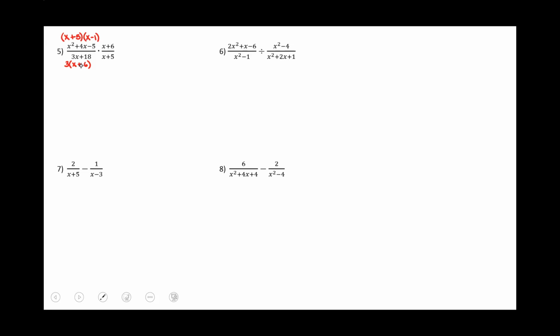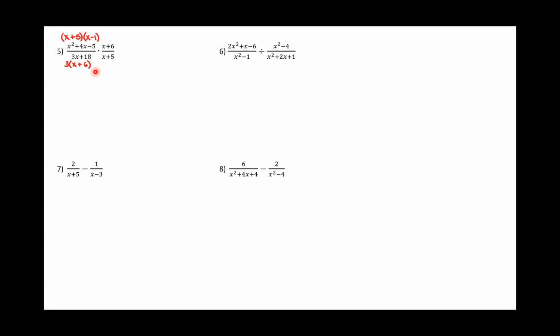There's nothing in that second fraction that will factor, so now that we've got everything factored, we can start eliminating. And whereas before we were canceling up and down, when you're multiplying, you can also cancel diagonally in both directions. So you can cancel vertically and diagonally, you just can't cancel horizontally, all right?